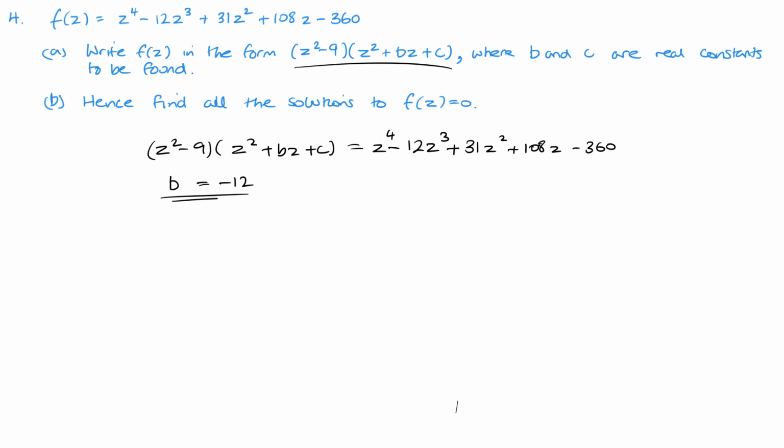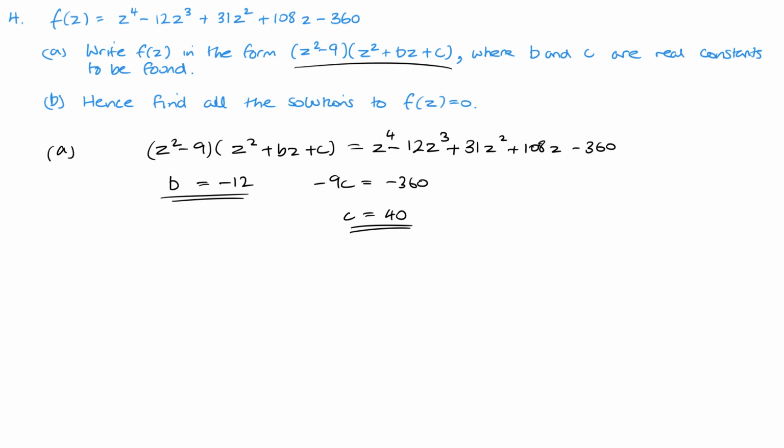So yeah, b is minus 12. Now we want to find out what c is, so that's just going to be the constant. So minus 9 times c, minus 9c on the left of the equals. Constant on the right is minus 360. Divide by minus 9 and we get a positive 40 there. Nice and, I think, straightforward.